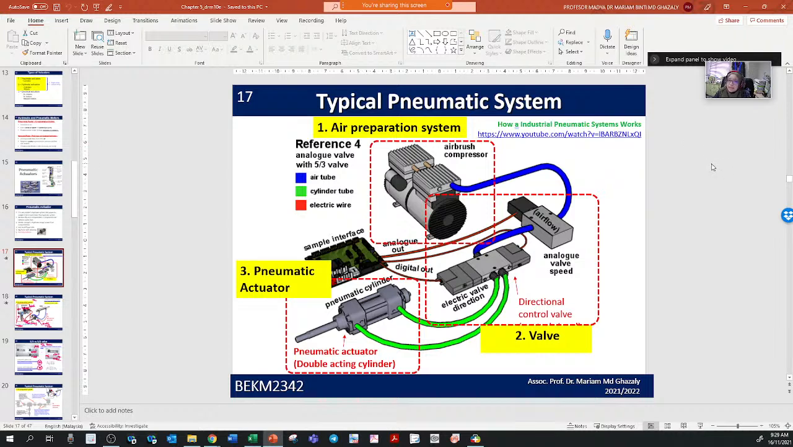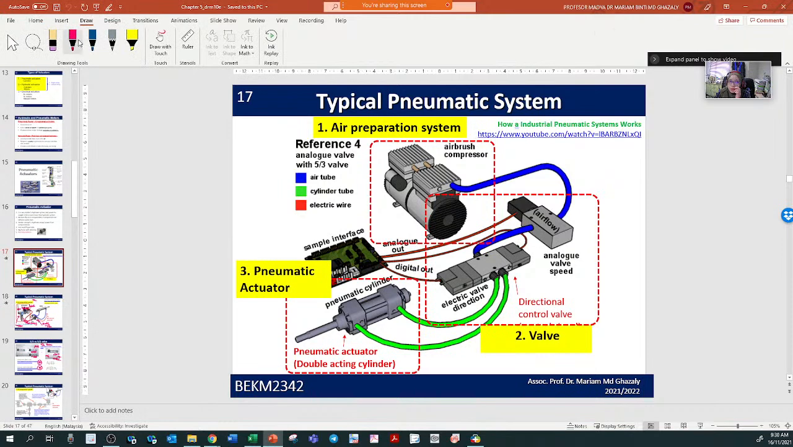You have learned that in a pneumatic or hydraulic system, you have three main components. The first one is the air preparation system, or when we talk about liquid, the liquid preparation system. It's basically the same for pneumatic and hydraulic, so what I'm going to cover in this general complete system applies to both.